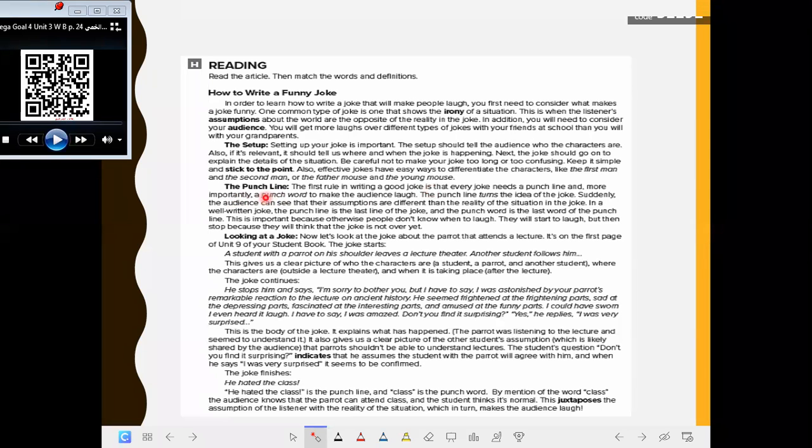The punch line. The first rule in writing a good joke is that every joke needs a punch line, and more importantly a punch word, to make the audience laugh. The punch line turns the idea of the joke. Suddenly, the audience can see that their assumptions are different than the reality of the situation in the joke. In a well-written joke, the punch line is the last line of the joke, and the punch word is the last word of the punch line. This is important because otherwise people don't know when to laugh. They will start to laugh, but then stop because they will think that the joke isn't over yet.